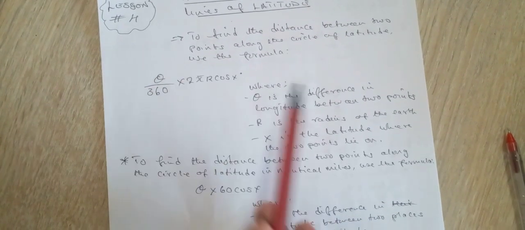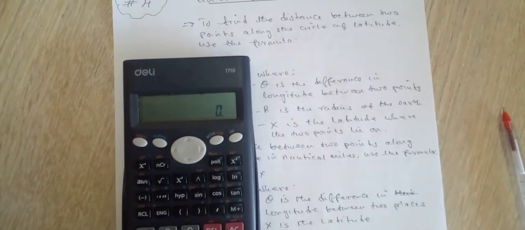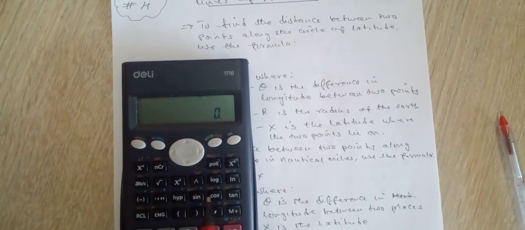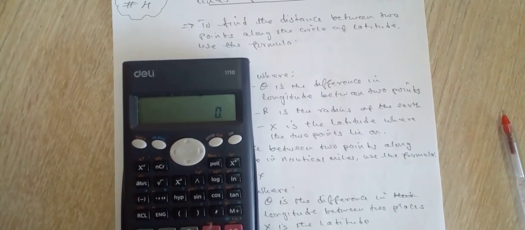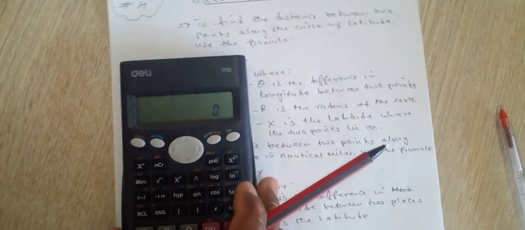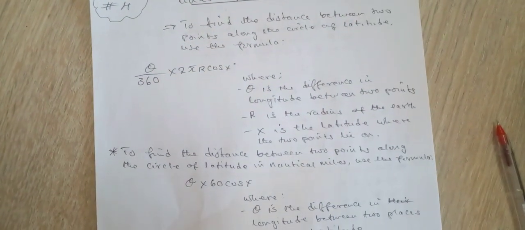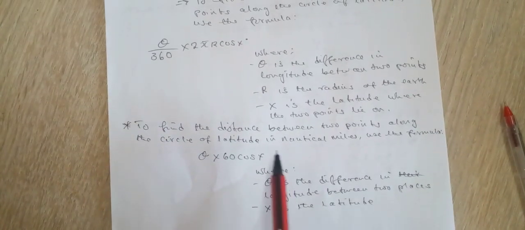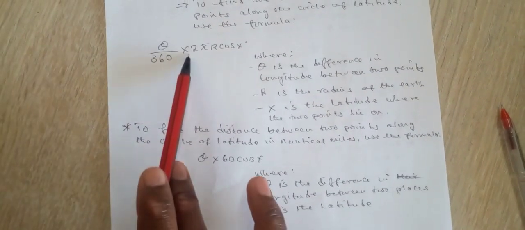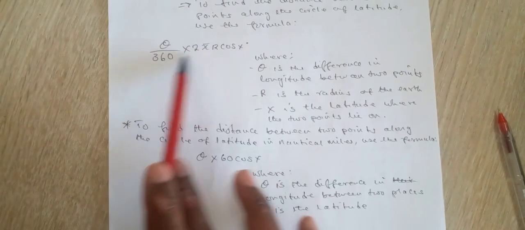And for cos x, remember, you need a calculator like this one, which has these functions. You can see there is cos here. So you just press cos x, or cos of the angle you have found, and you get your answer accurately. So this is paper 2 and you need a calculator. Now, if you are asked to find distance in nautical miles, you can use this formula. Of course, you can find the answer in kilometers or in nautical miles using this formula.